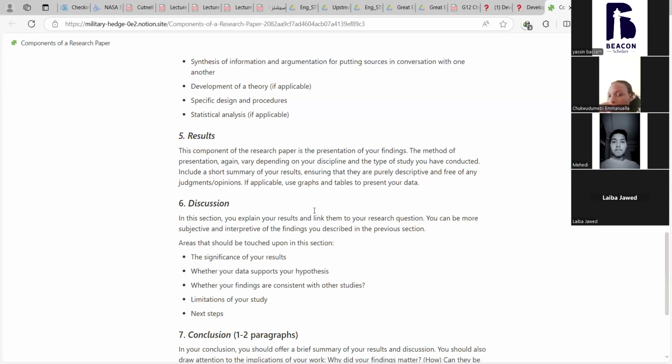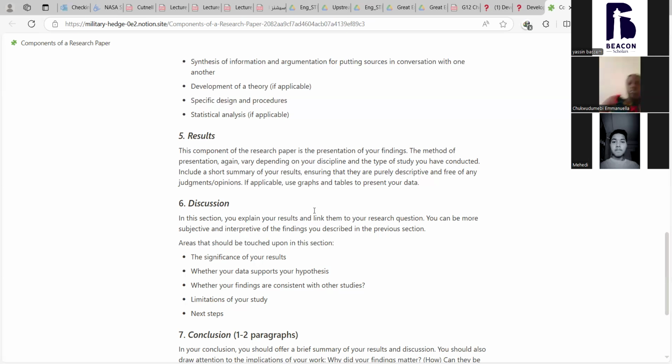Also, include a short summary of your results, ensuring that they are purely descriptive and free of any judgment or opinions. If applicable, you can use graphs and tables to present data. It's not mandatory to put them in the results section only, but you can put them anywhere in the research paper, and I recommend that. Also make sure that your research paper contains graphs and data.